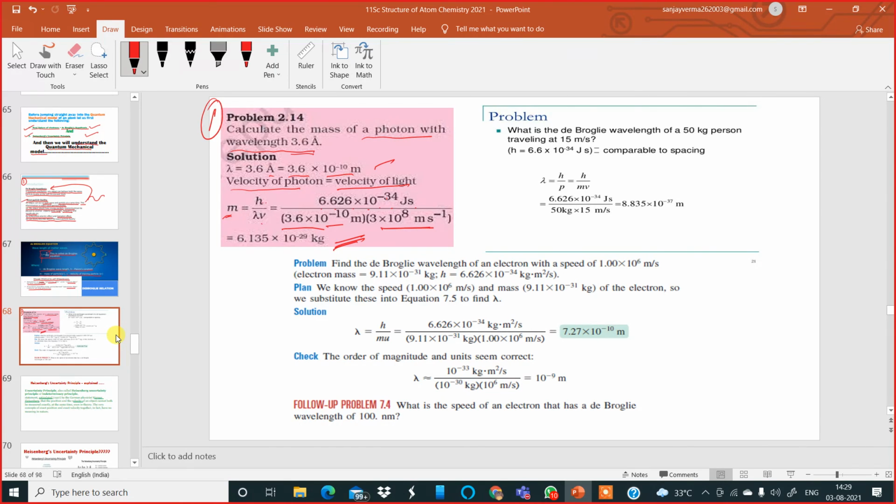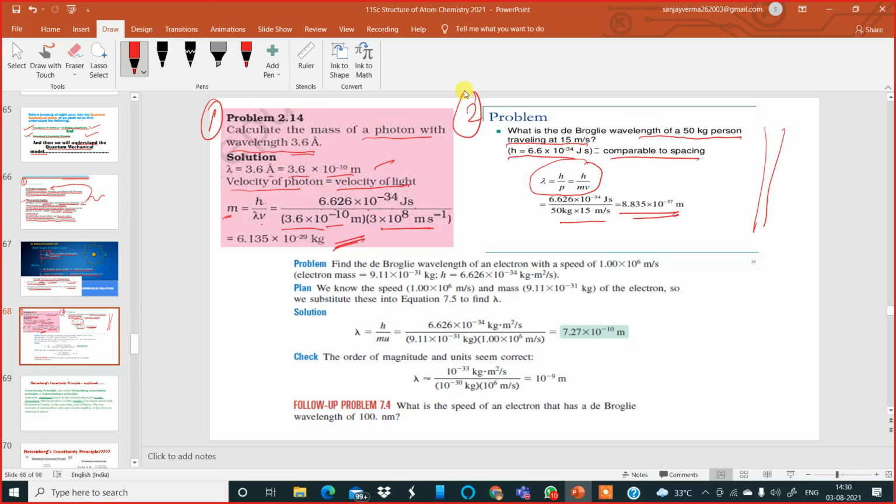Okay, then the next problem is over here. What is the de Broglie wavelength of a 50 kg person traveling at 15 meters per second? That means running at a very high speed. Planck's constant is given, and applying the formula lambda is equal to h by p, or h by mv, is a direct application of the formula. These are the type of problems which will be asked in your examination, whether it is the second term examination, your final term examination, or the council based examination. Okay, so this was number 2. Please go through them carefully.